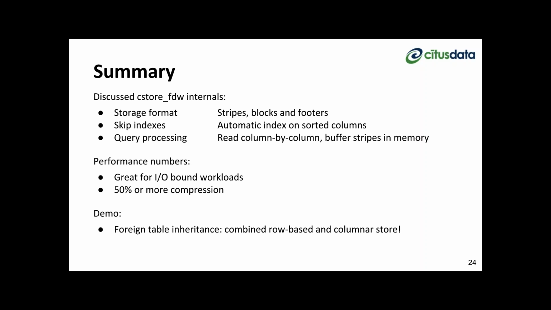And that's because there are a lot of columns in that table which, for example, have no values or the same value over and over again, and so that compresses really well. And we did a demo where we saw some new features with 9.5 where we can combine row-based and columnar storage into one view and get some of the best of both worlds.